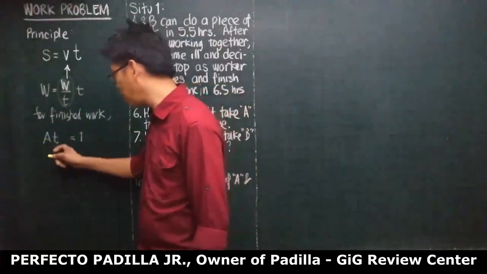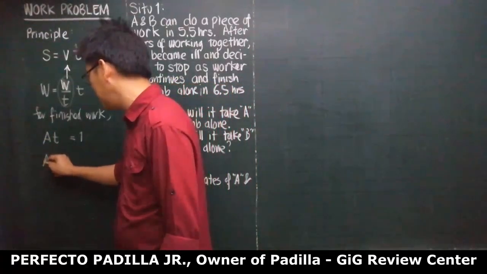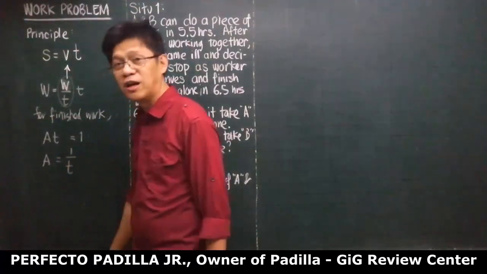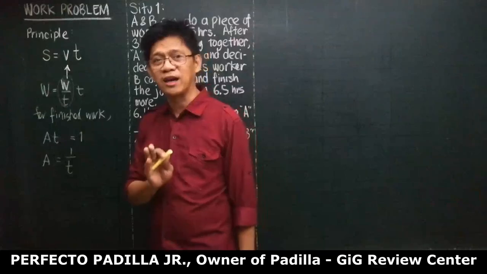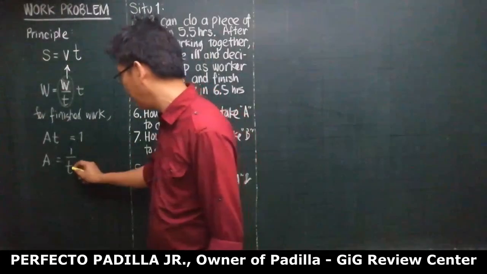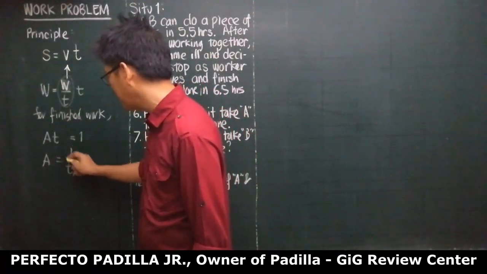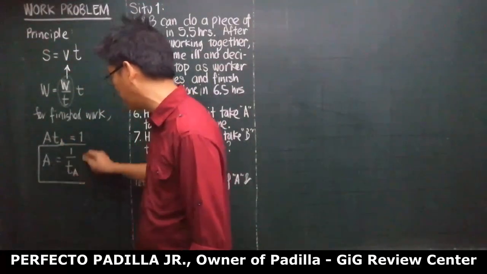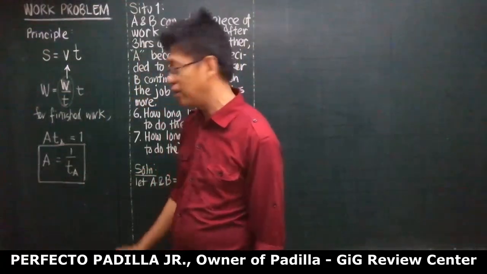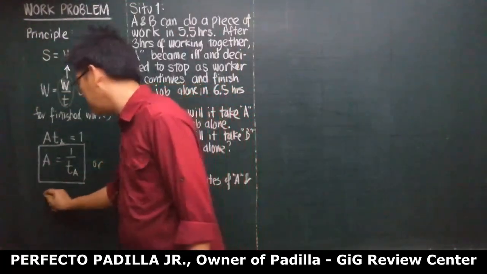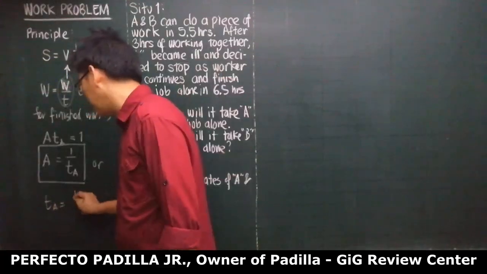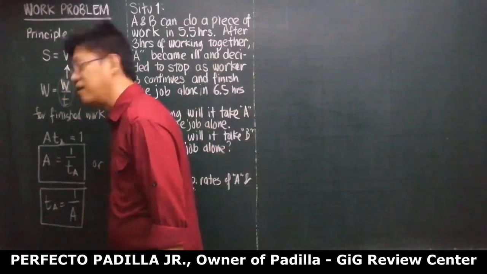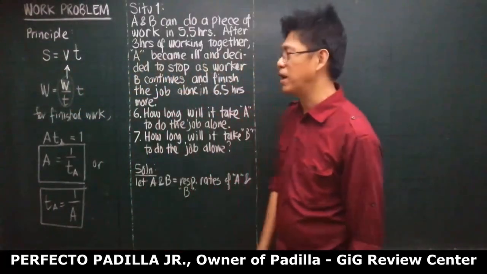Now, from this equation, we can see that A is going to be 1 over the time to finish the work alone. To identify that time to finish the work alone, we will be using a subscript. So the rate of doing work and the time to finish the work alone are reciprocals, no? Or we can say here that T sub A is 1 over the rate of worker A. Let me illustrate how to apply this.